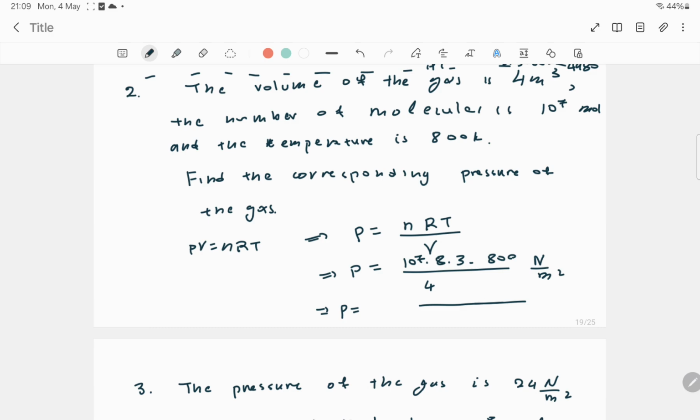So it's going to be, let's do this calculation. 10 to the power of 7 is here in the numerator, times 8.3 times 800, and then you divide by 4. So it's going to be 1660 times 10 to the power of 7 Newton per meter squared. The pressure is very big in this case.